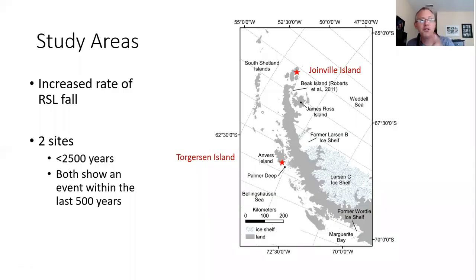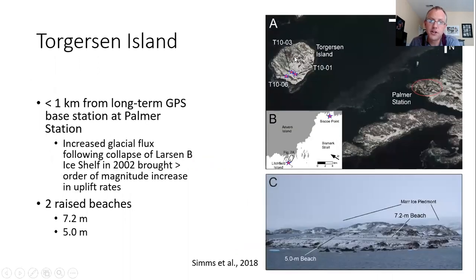So I'm going to show you two examples where we think that the rate of RSL fall increased during the Holocene, and then two examples where we think we saw a minor transgression within the overall fall. Now the two sites that I'm going to show increases in the rate of RSL fall are Joinville Island and Torgersen Island.